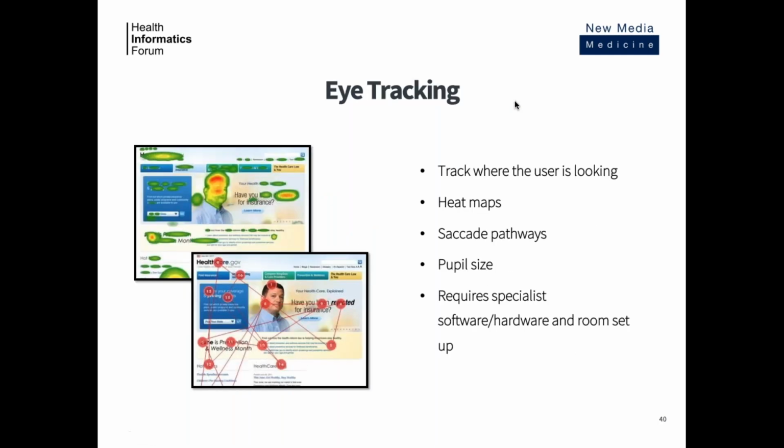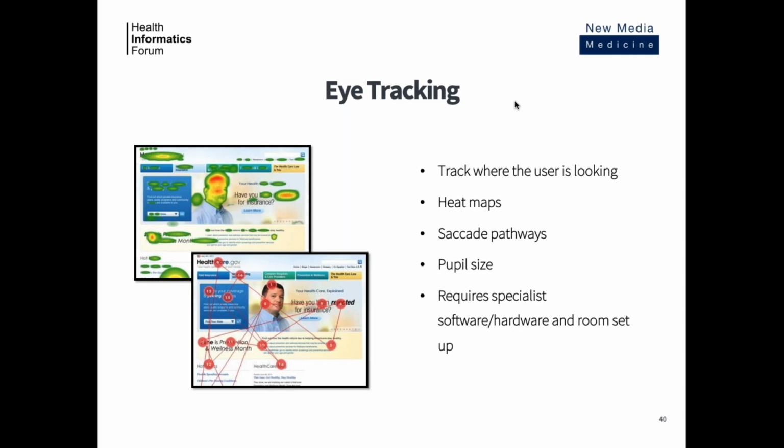So eye tracking, this is where you use a video of the eyes of the participants to work out where they're looking on the screen. You can use this to create heat maps. So these are areas they've looked at a lot, or lots of users have looked at a lot, or you can do these saccade pathways.